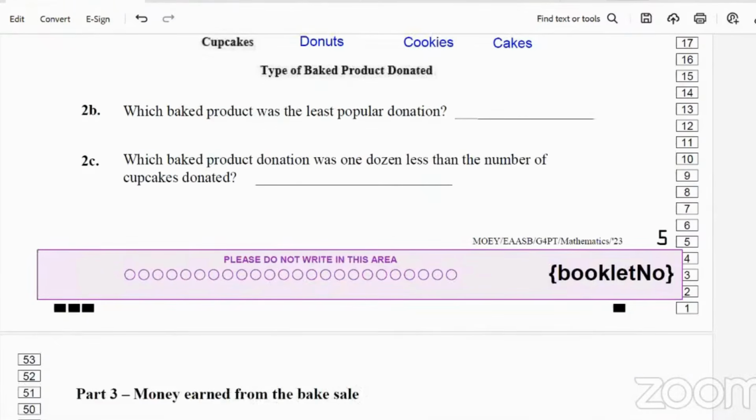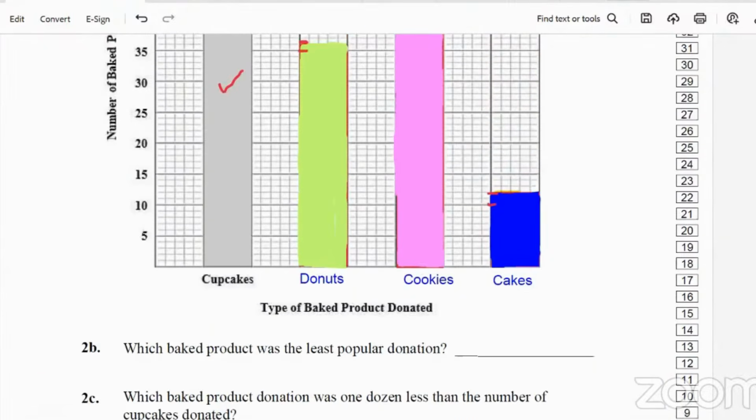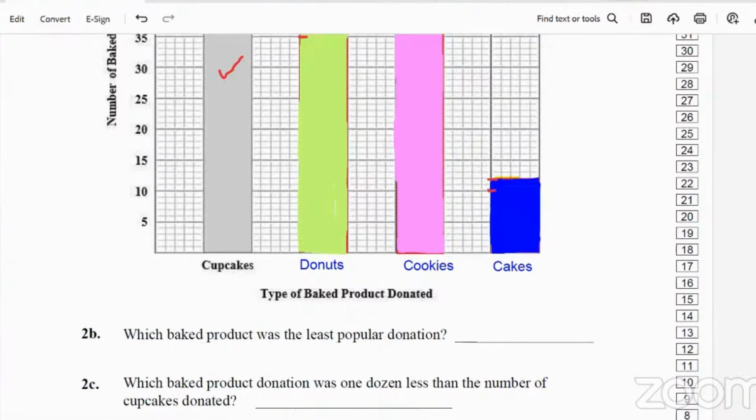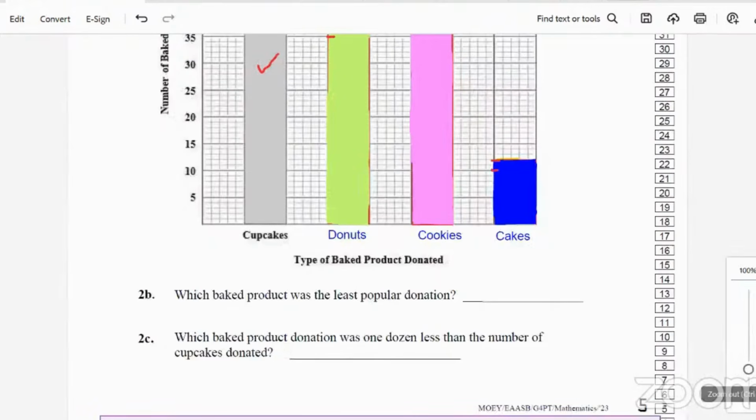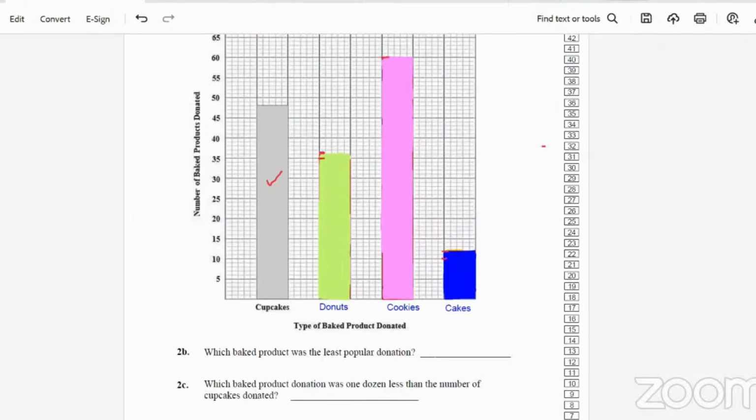All right, so let's get on to 2B. It says which baked product was the least popular donation? Okay, so which one did they get less of? You could have looked at the tally chart or this bar graph, but since this is on the page with the bar graph, we're going to be looking at the bar graph information to tell us. Okay, so I'm going to just make it a little bit smaller so we can see everything on the screen at the same time.